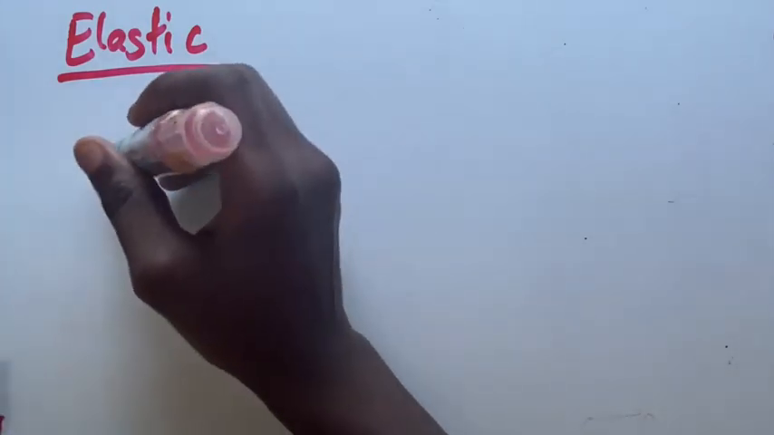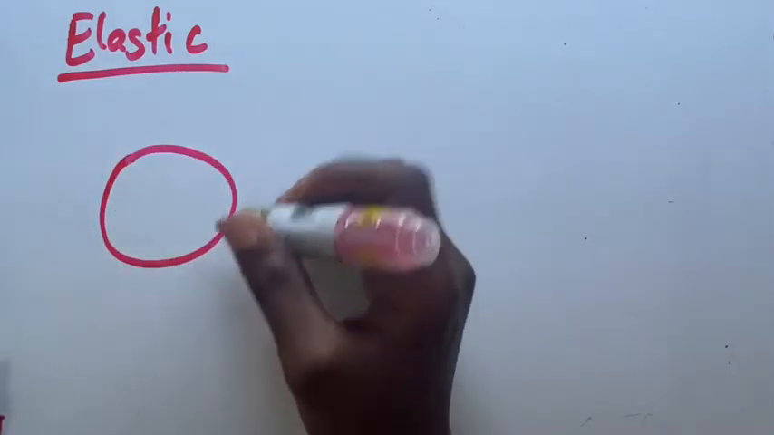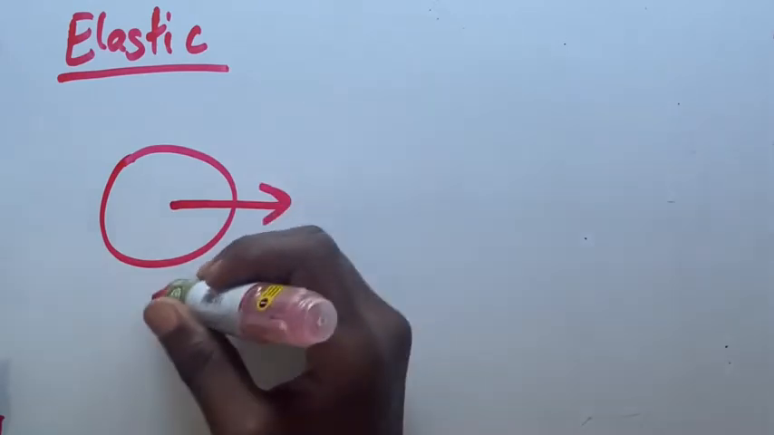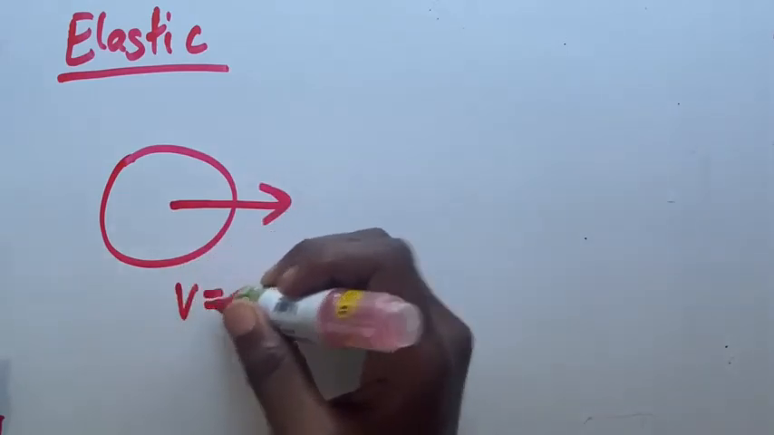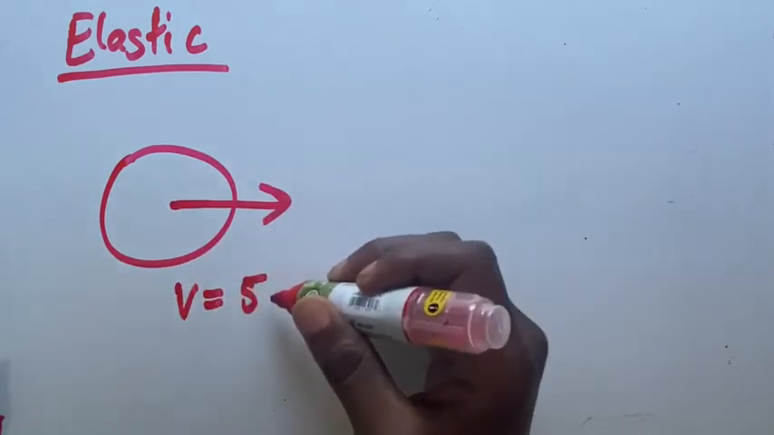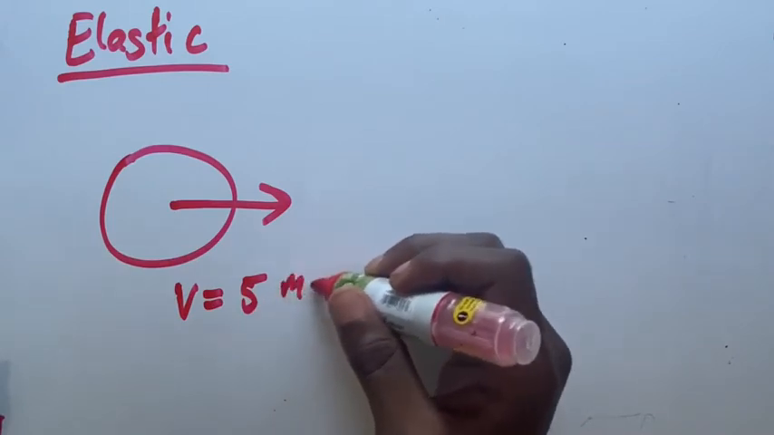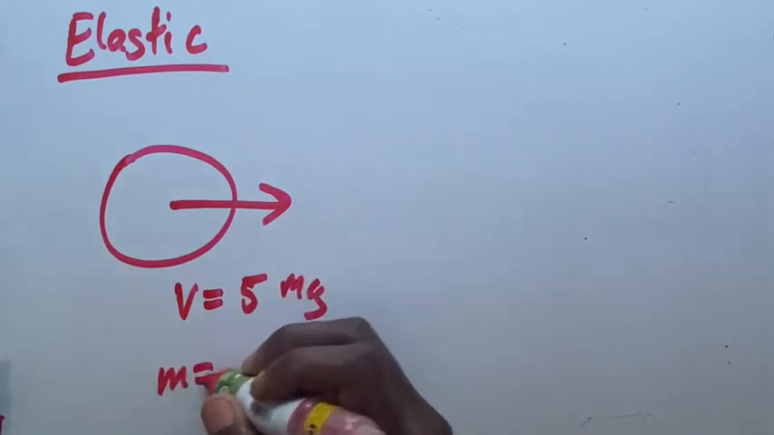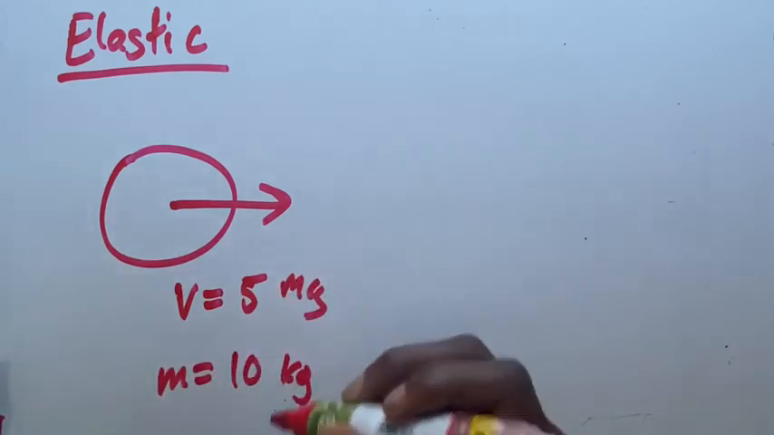So for an elastic collision, how do you spell that? Elastic. So let's say I have a big ball here and it's going this way. This ball has a velocity of 5 meters per second and its mass is 10 kilograms.